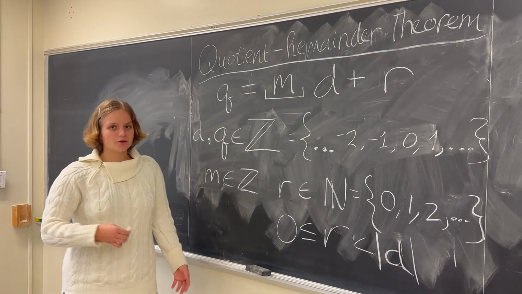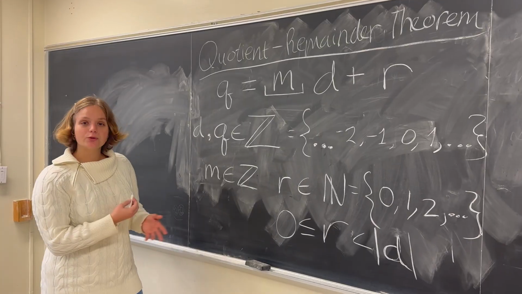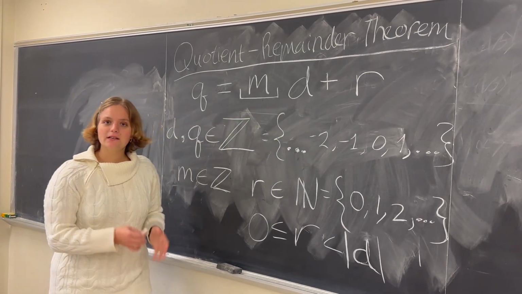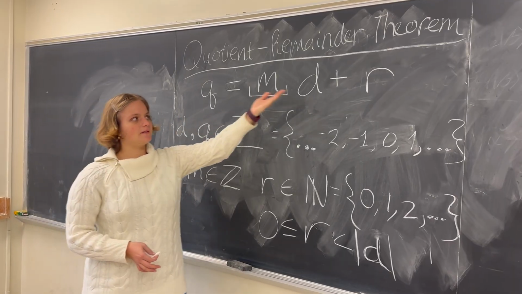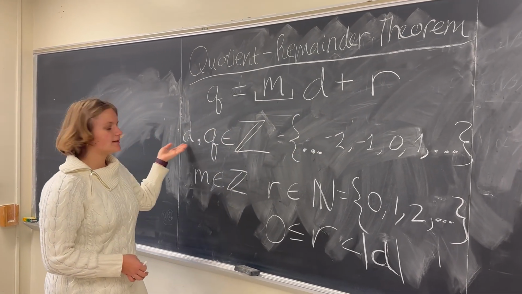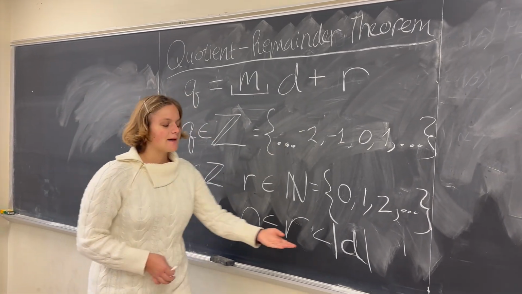Now that we've learned about the Pigeonhole Principle, we need to learn about the Quotient Remainder Theorem before we can answer our question. The Quotient Remainder Theorem states that if you give me 2 integers, q and d, I can uniquely write q as a multiple of d plus some remainder r. This multiple must be an integer, as q and d are also integers, and this r must be a natural number which is between 0 and the absolute value of d.